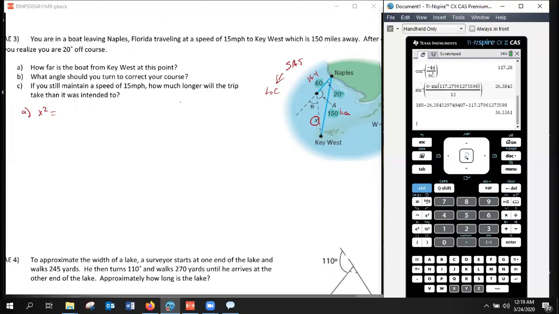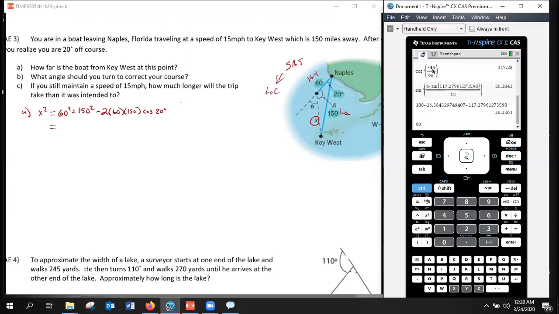Let's use the idea of the law of cosines: the unknown side squared is the other two sides squared added together, so 60 squared plus 150 squared, minus 2 times those two multiplied, that's 60 times 150, and then the cosine of the included angle. This is the main idea behind the law of cosines: one side squared equals the other two sides squared added, minus twice the product of those two sides and the cosine of the included angle. So let's plug all that information into our calculator.